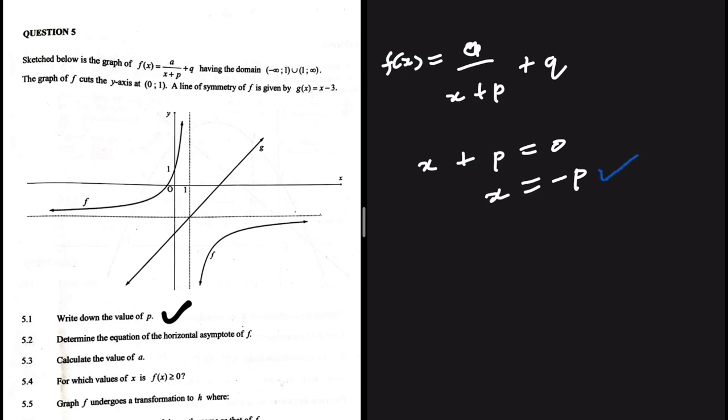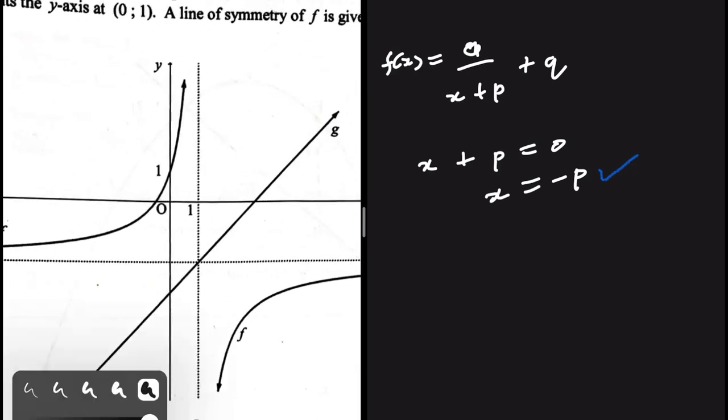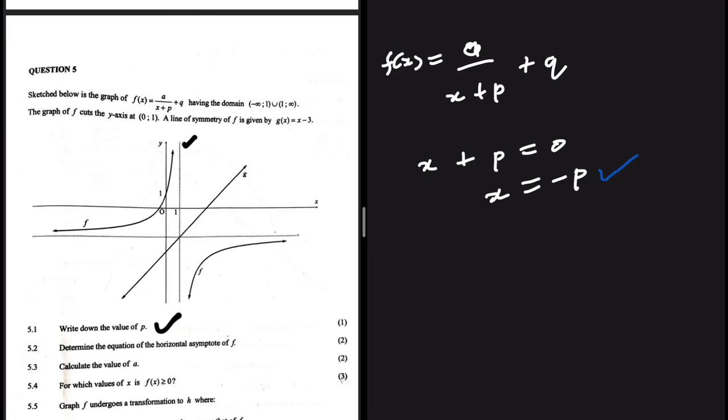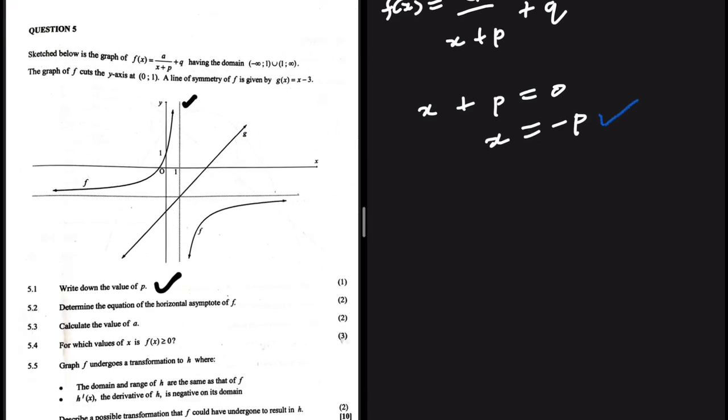Okay, so let's take a look at our graph and see if we can determine our asymptotes. We can see the vertical asymptote here, that x is equal to 1. So what does that tell us? This tells us that when x is equal to 1, we have the vertical asymptote. X is equal to 1, so it should be easy to see that p is equal to minus 1.